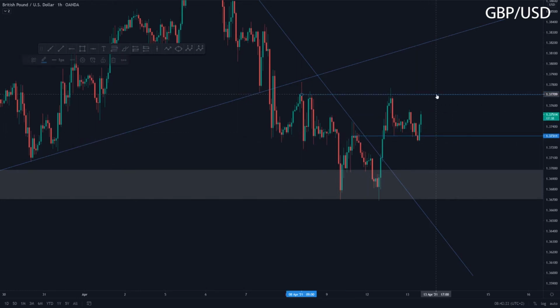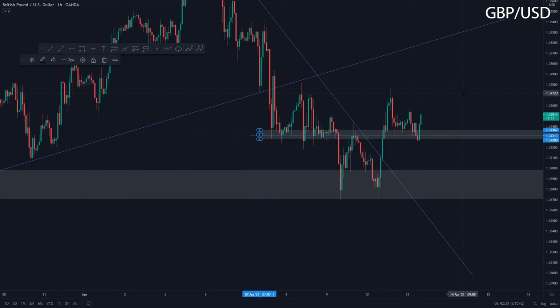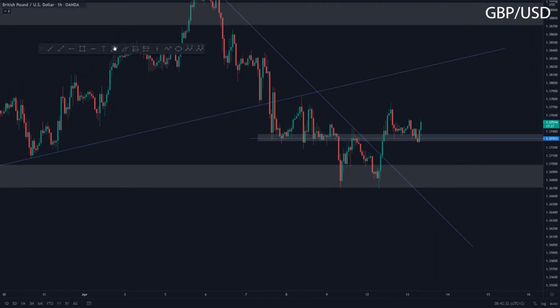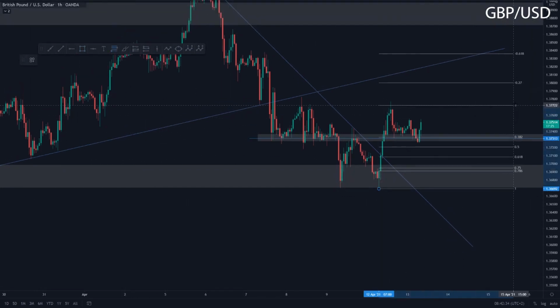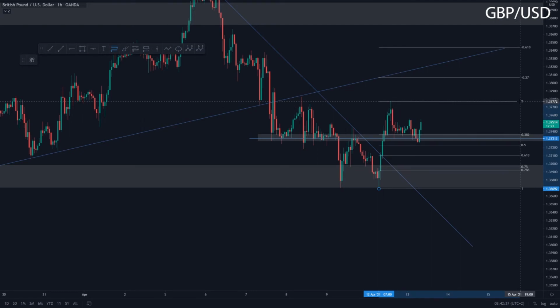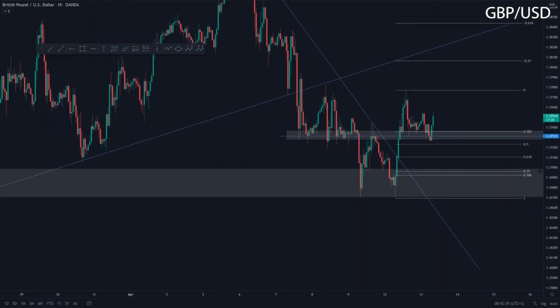So as you guys can see, I have this blue line on, which represents structure. If we were to draw in just an area of support and resistance, you can easily see, okay, well, that support area has held perfectly. If we then draw in our fib, it's probably going to be a 0.382. So what do we have here?